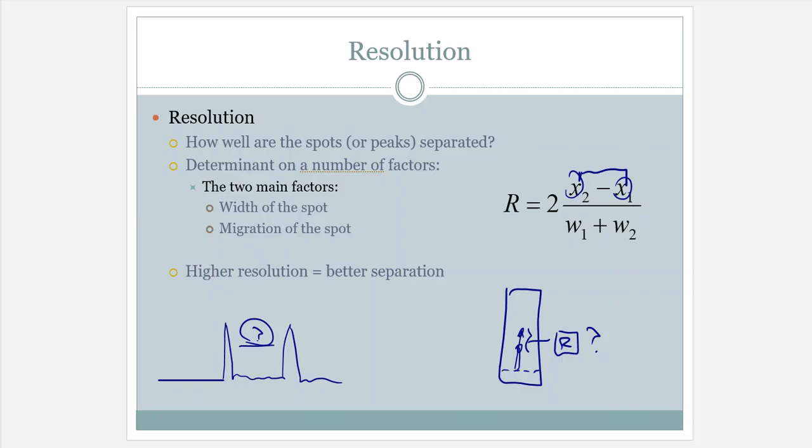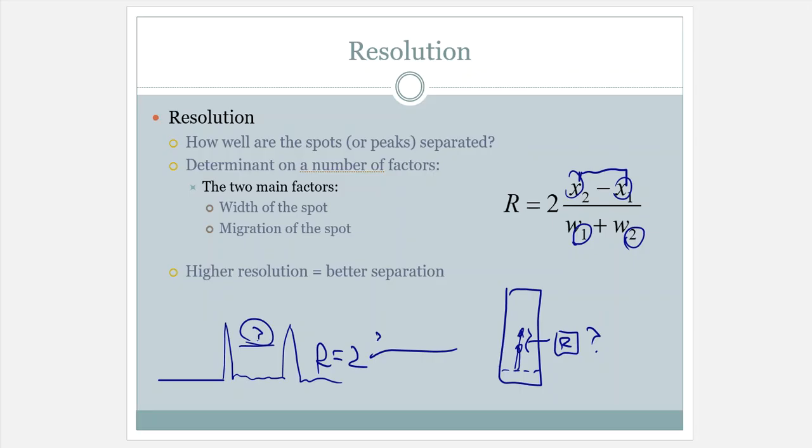So that is this equation, W1 and W2. It is the width of the spot of the first one and the width of the spot of the second one. So I'm going to take those widths and add them up. If they are larger blobby spots, those numbers are going to be bigger. And of course, that's going to play a role in whether these spots are separated well enough or not. So with this type of equation, what I'm going to see is 2 times, and up on top is the migration distance for the first spot in centimeters.